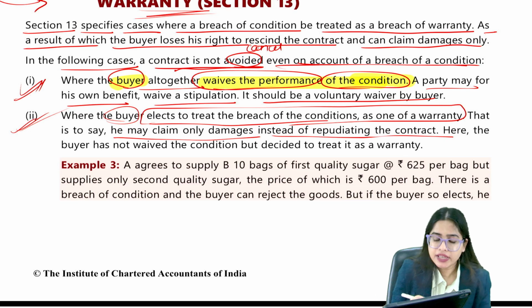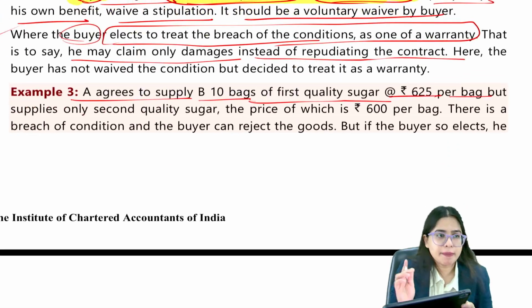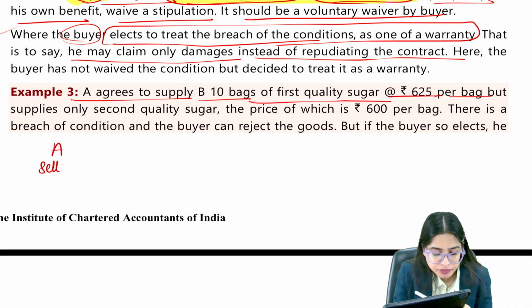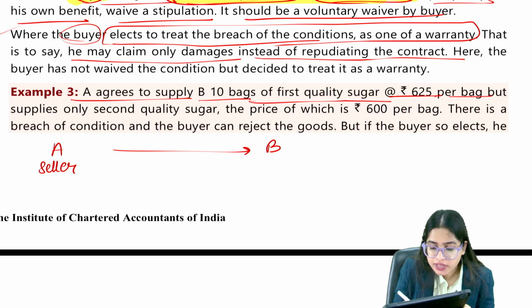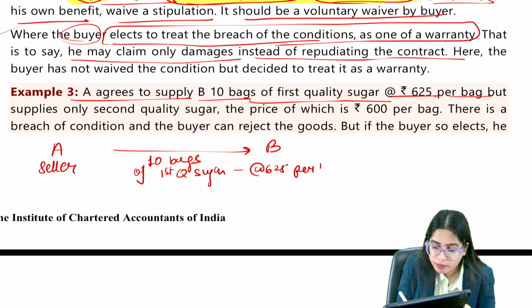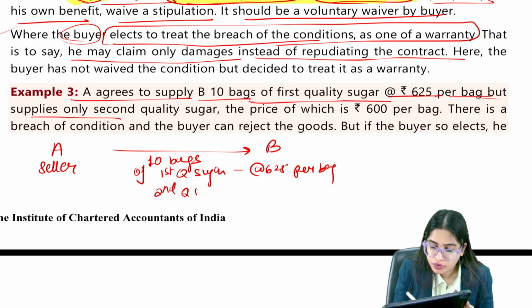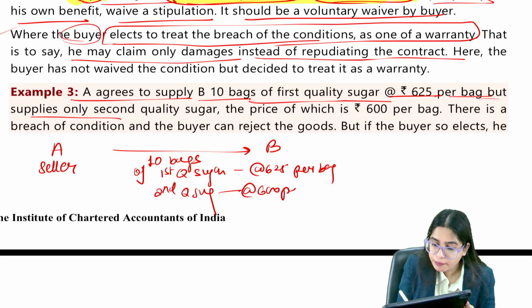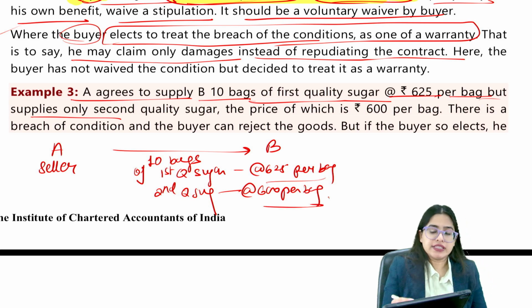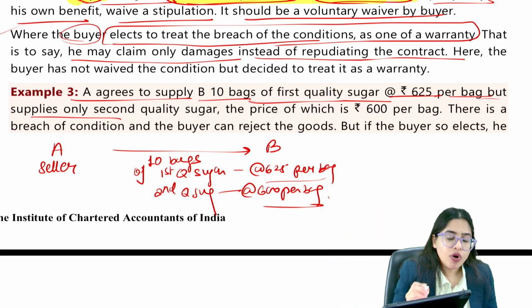Okay. For example, A agrees to supply B 10 bags of first quality sugar at the rate of 625 rupees per bag. A is the seller. He said to B that I will supply you 10 bags of first quality sugar, at the rate of 625 per bag. Now what happened? But he supplies second quality sugar, which is worth 600 rupees per bag. Now, please understand, sugars are also of different quality, like top quality, first quality, second quality. Now, what happened?